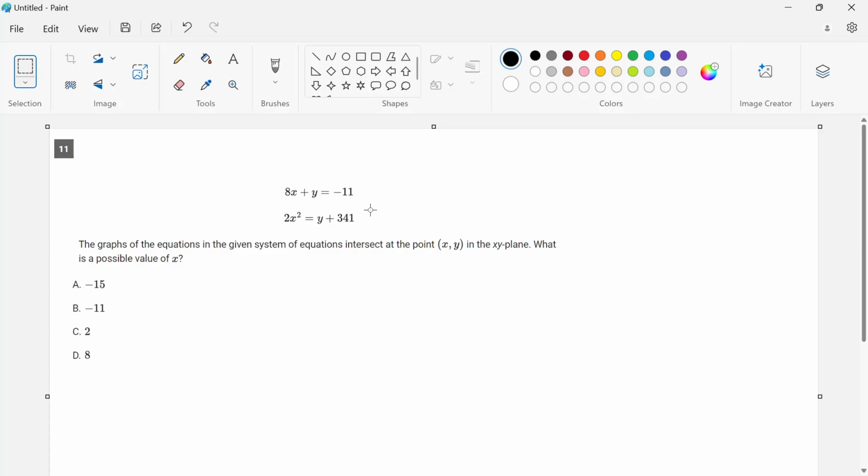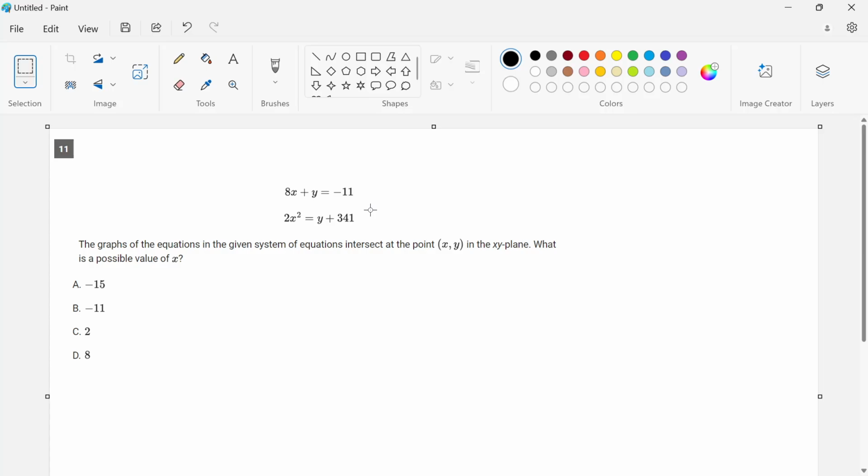It's got two equations. One is a line, 8x plus y equals negative 11. The other one is a parabola, 2x squared equals y plus 341. The graphs of the system of equations intersect at a point, x y, in the xy plane. What is a possible value of x?